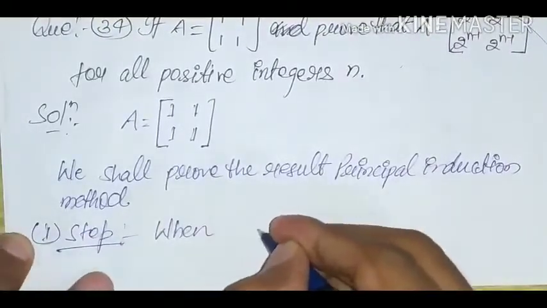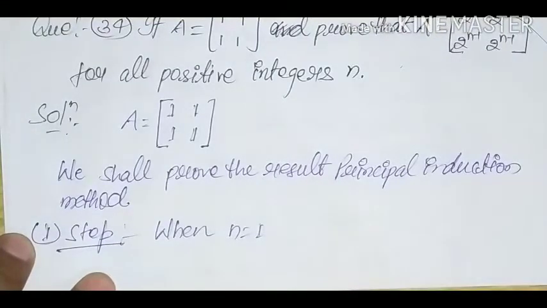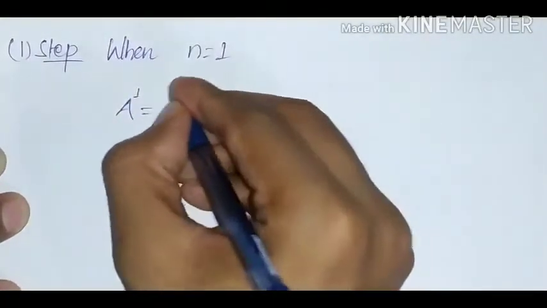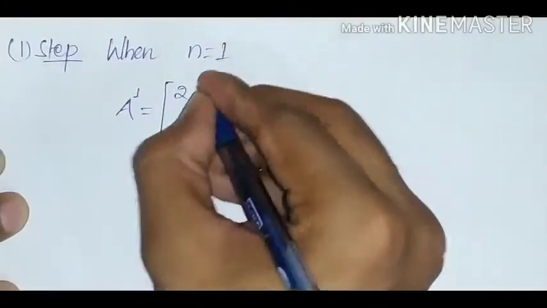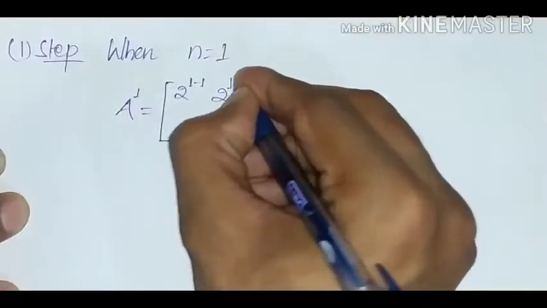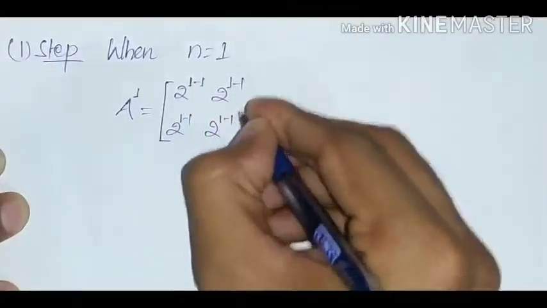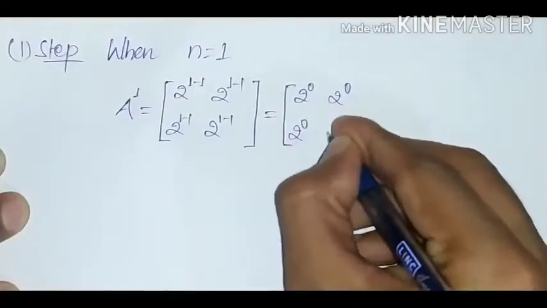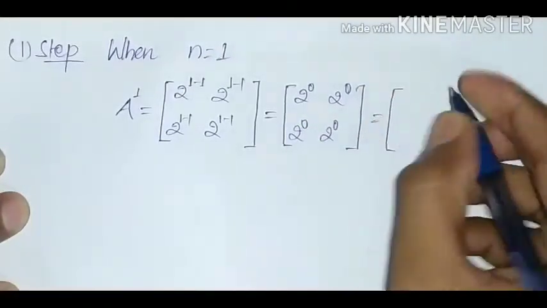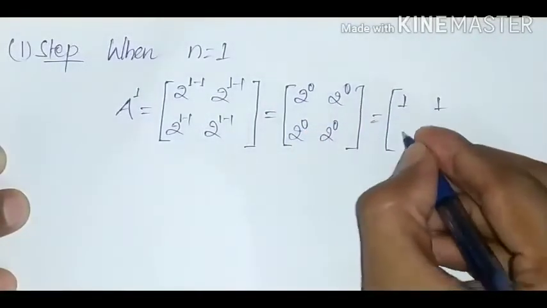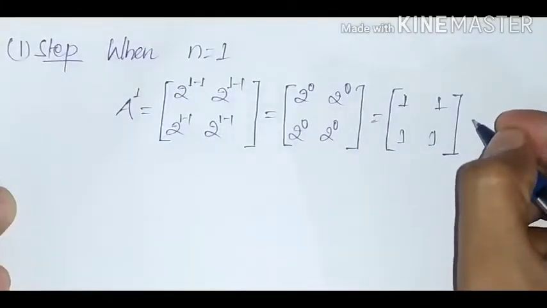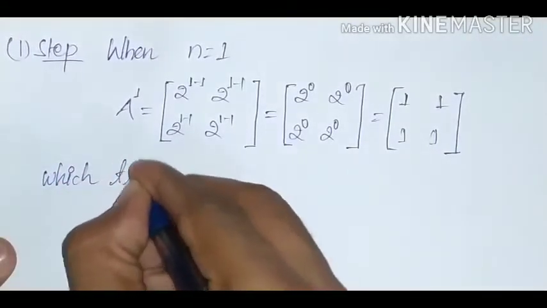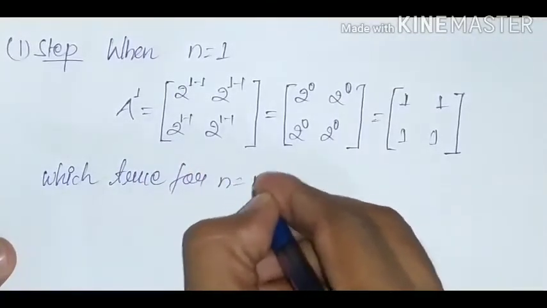When n equals 1, then A to the power 1 equals the matrix with every entry 2 to the power 1 minus 1, which equals 2 to the power 0, and 2 to the power 0 equals 1. So the matrix is [1 1; 1 1]. This is true for n equals 1.